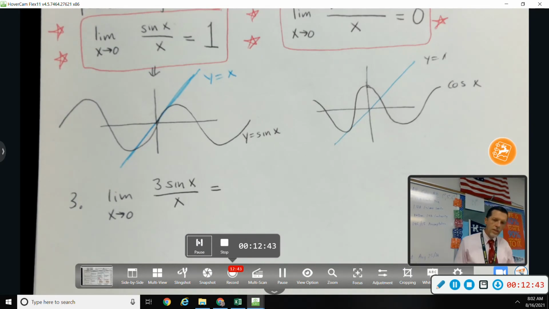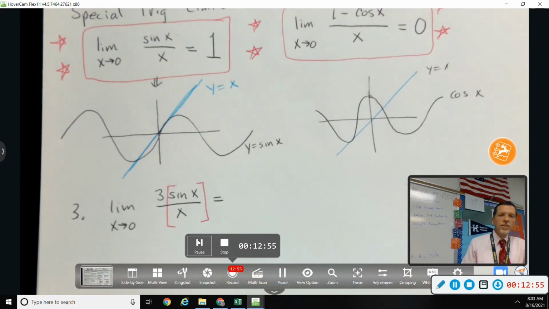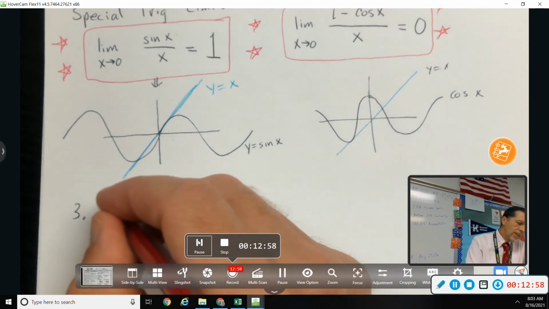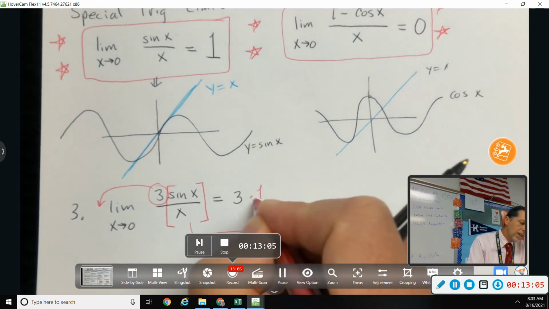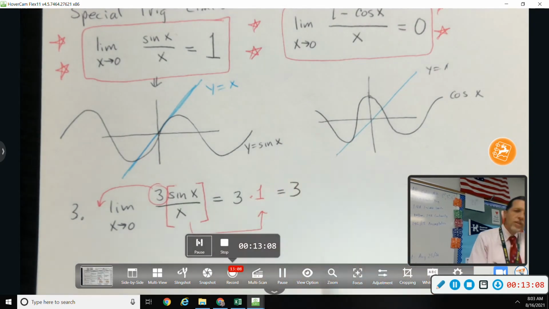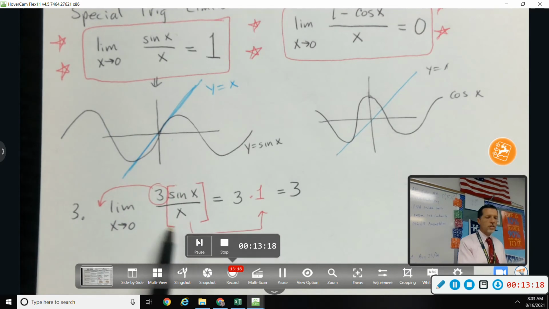Limit as x approaches 0 of 3 sine x over x. Well, that 3 is kind of messing things up, but by properties of limits, I could sort of just slide this 3 out front, and the limit of sine of x over x we just said was 1, so the answer is 3. So we use a combination of limit properties, slide the 3 out, and this new property that we just learned, put them together and we get 3.